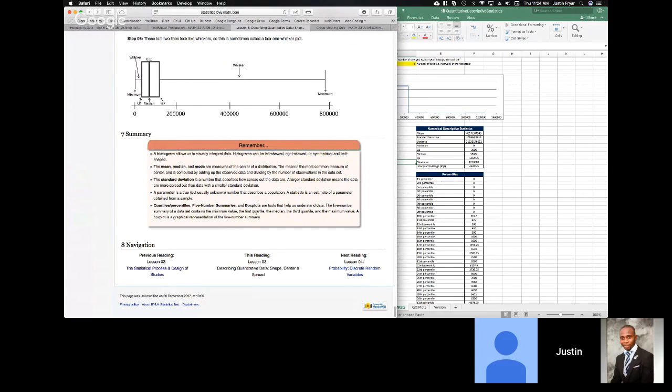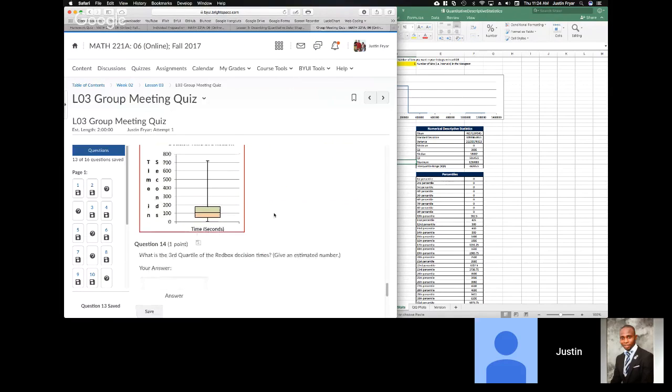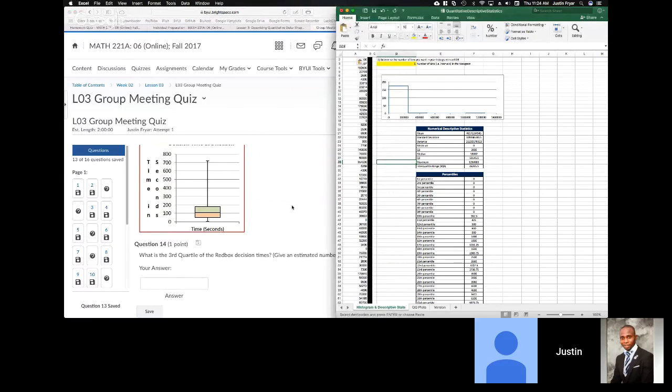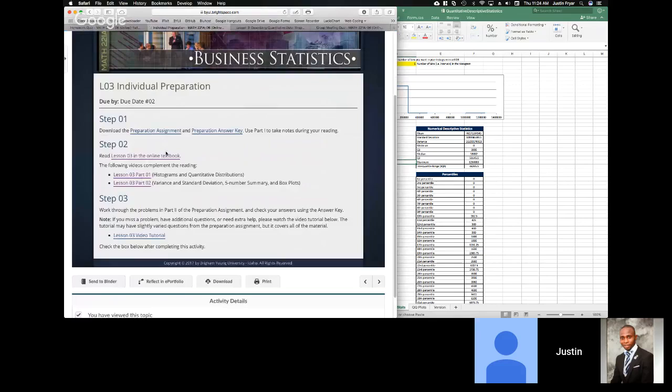Minimum value, first quartile, median, third quartile, and maximum value. What is the third quartile? It's been a while. Let me see. What did you get for that one? I think it wasn't the third quarter, like the bottom of it.